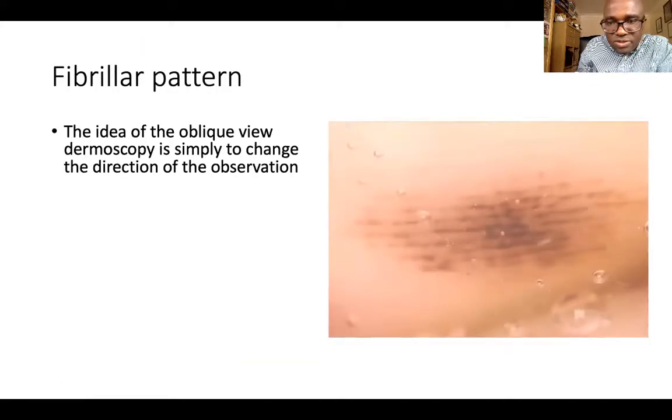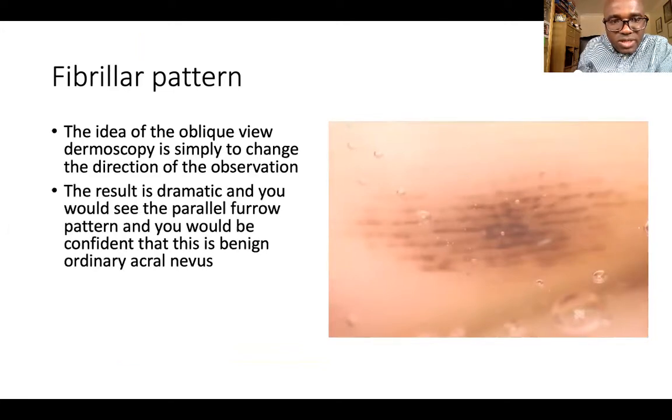And then when you use oblique dermoscopy, this is the image that you see here. Sometimes you use it with video dermoscopy or kind of oblique pattern. That's what tells you that this is a parallel furrow pattern that you're looking at. The result is dramatic. This image is taken from a video dermoscope, which shows parallel fibular patterns or parallel furrows.